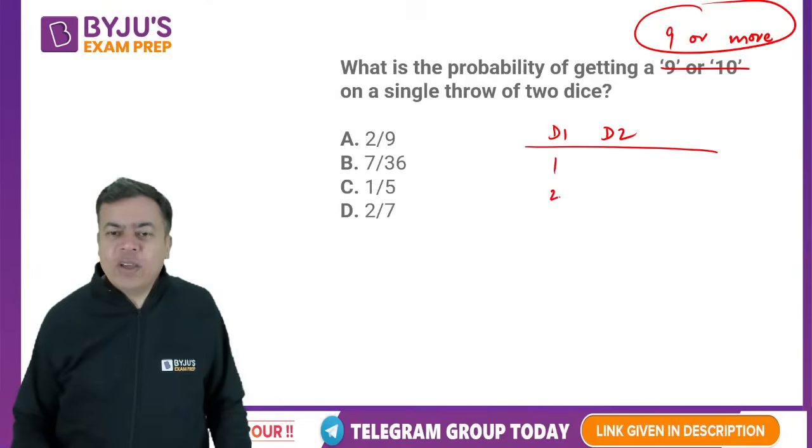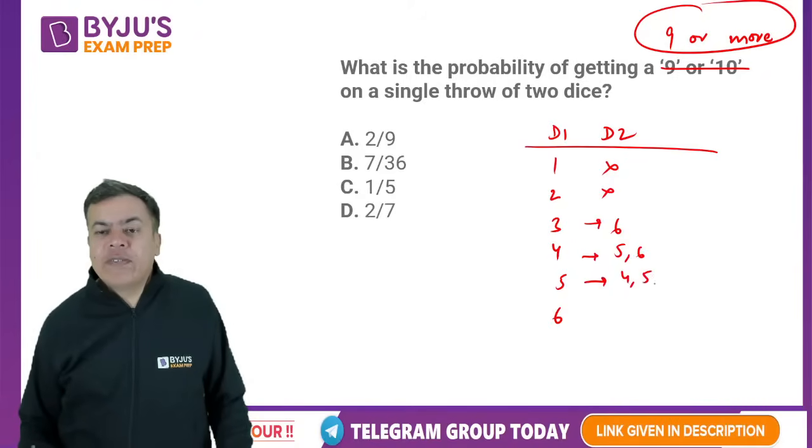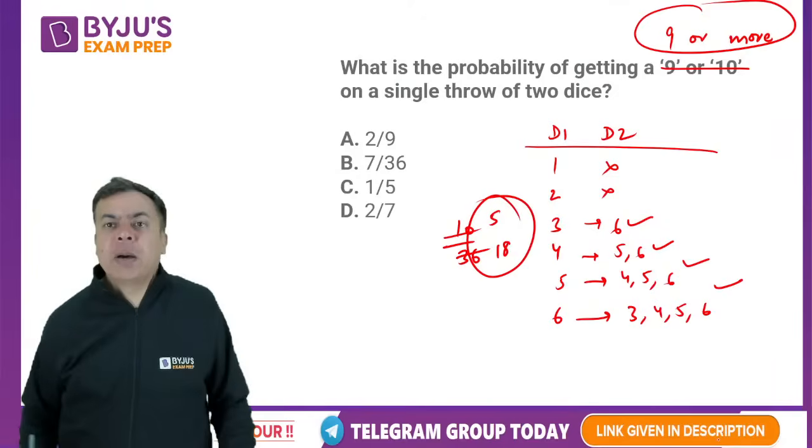So if 1, 2, 3, 4, 5, 6, you will write it like this: 1, 2, 3, 4, 5, 6. Now dice two 9 or more: here there is no case, here there is no case, here there is 6. Now it will be 5 and 6. Now it will be 4, 5 and 6. Now it will be 3, 4, 5 and 6. So you can see 1, 2, 3 and 4. So total 10 favorable cases out of 36. So it will be 5 by 18, which will be the probability.